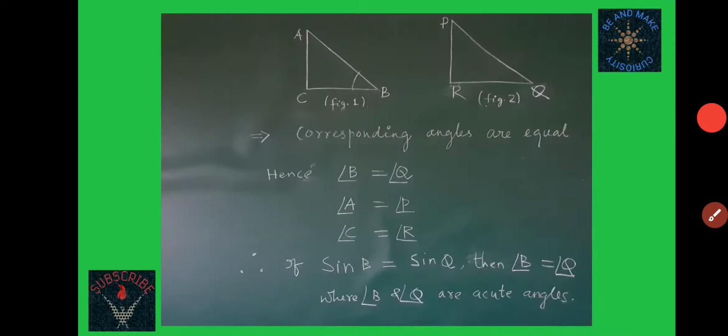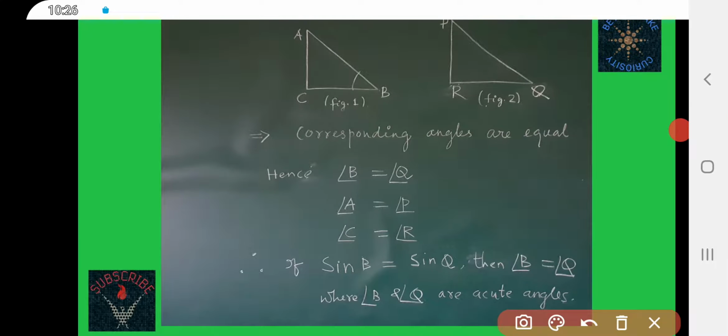Okay, and as they become similar to each other, you can write now their corresponding angles are equal. So angle B equals angle Q, angle A is equal to angle P, and angle C is equal to angle R. Okay. So if sin B is equal to sin Q, then we can write angle B is equal to angle Q, where angle B and angle Q are acute angles. So proved.